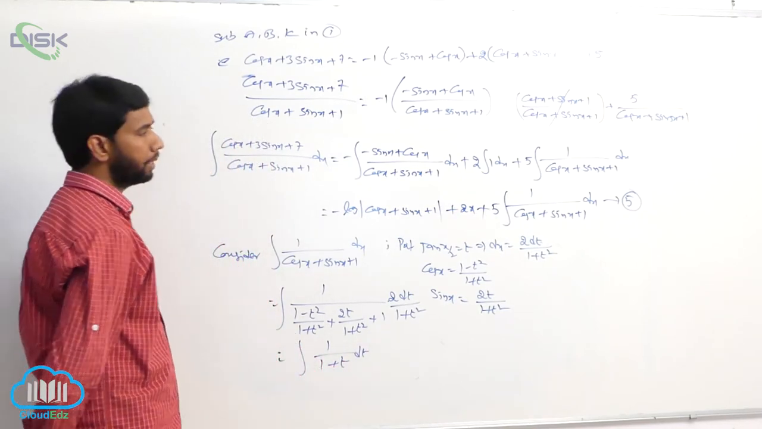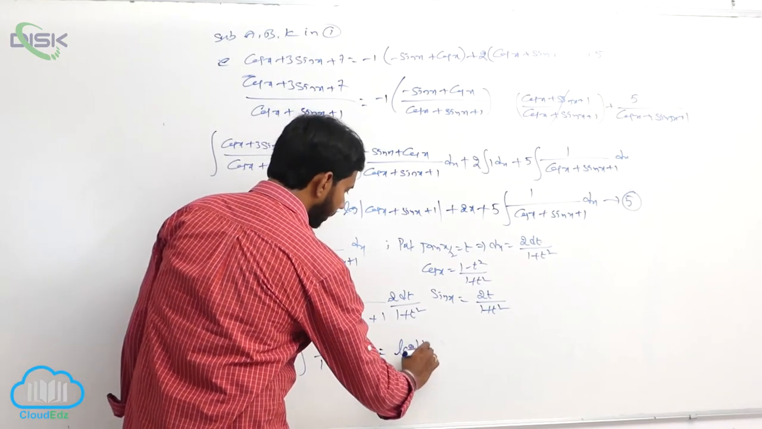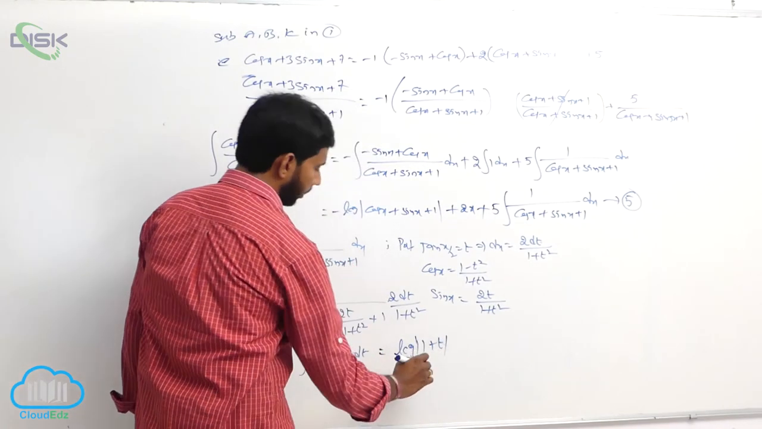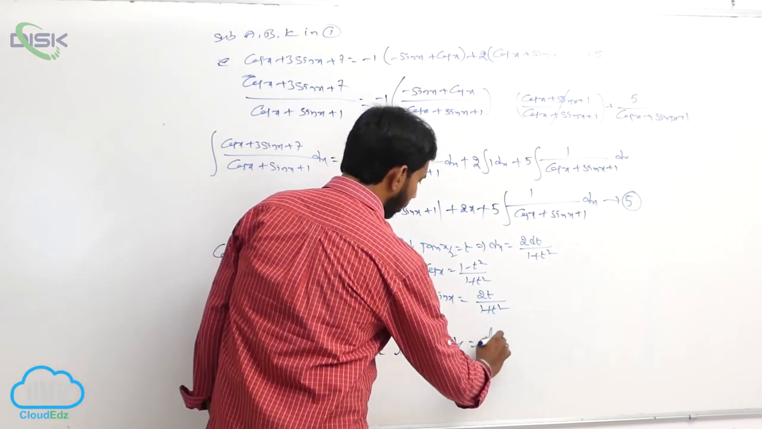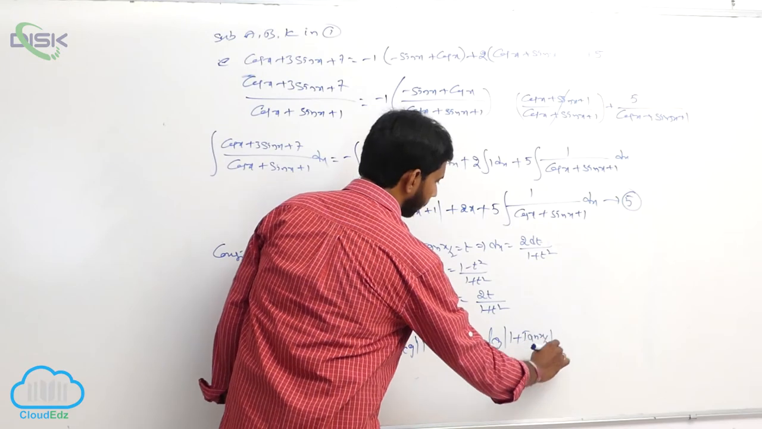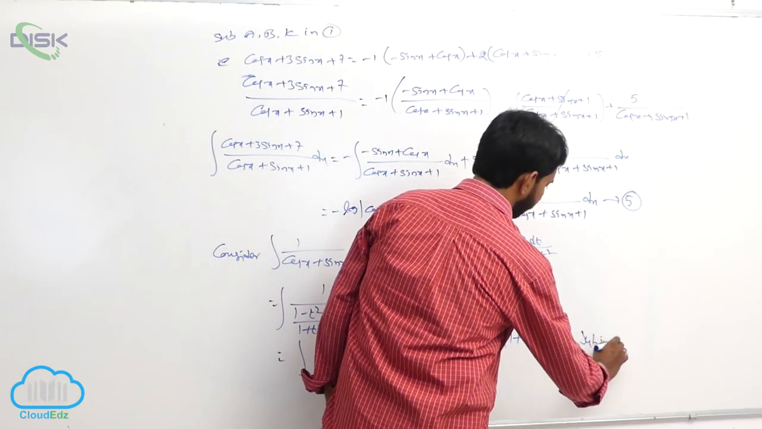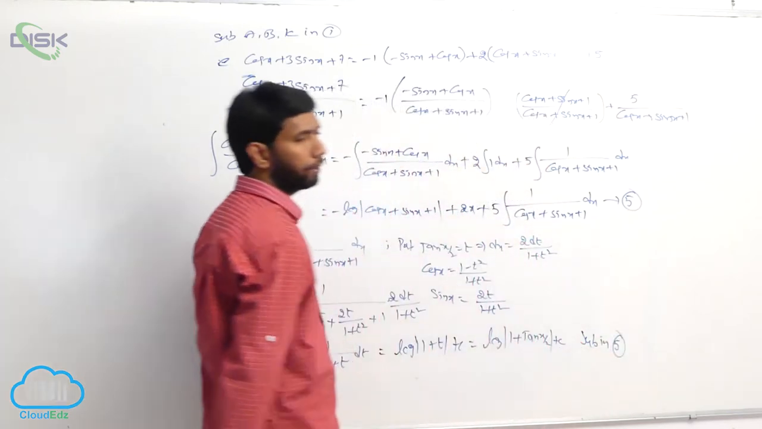Integral of 1 by 1 plus t dt is equal to log mod of 1 plus t plus some constant, which is equal to log mod of 1 plus tan x by 2 plus some constant. Substitute in equation number 5.